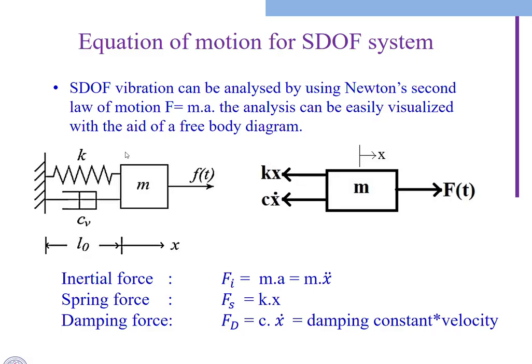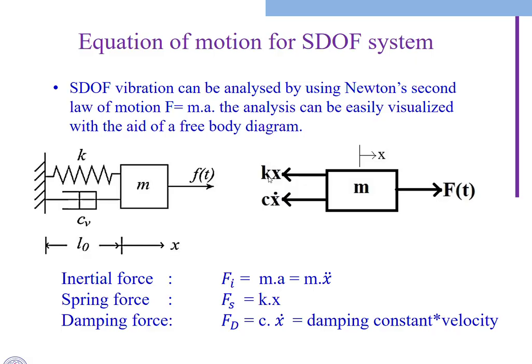If you take this single degree of freedom system and draw the free body diagram for it, you can get a diagram like this. Single degree of freedom vibration can be analyzed by using Newton's second law of motion, which is nothing but force is equal to mass into acceleration. The analysis can be easily visualized with the aid of the free body diagram. Here we can also see the inertial force. This system can be derived like this.